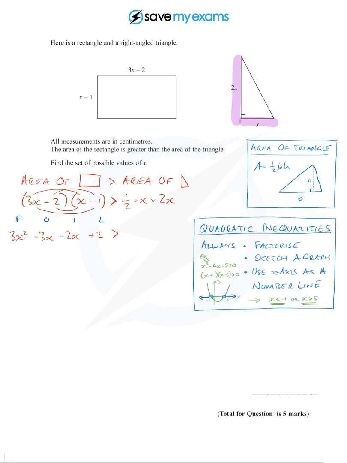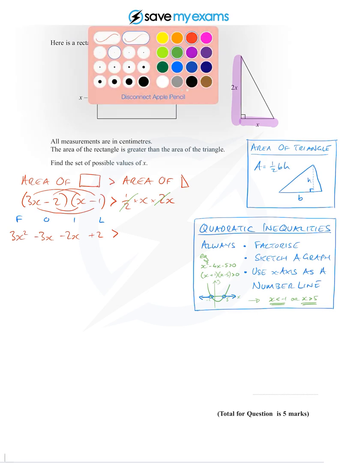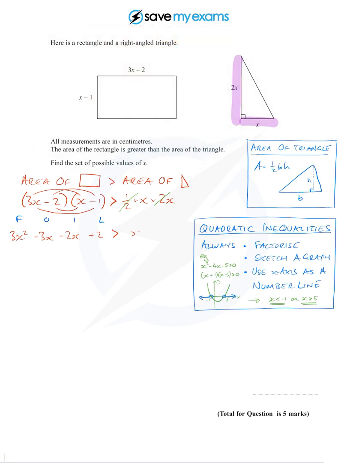What about the right-hand side of the inequality? Well, you'll notice a half and 2 multiplied together. And of course, a half and 2 cancel, because when they're multiplied together, a half times 2 is 1. And what's left? I've got x times x, which is x squared.